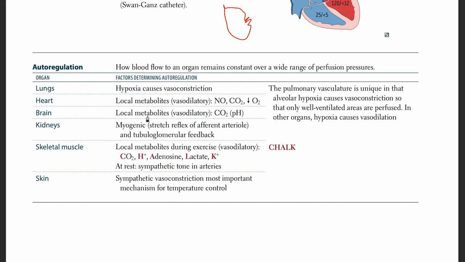Okay. That's the only important one. All the other ones, they don't really ask about. Just know the local metabolites during exercise. You have lactic acidosis buildup. You have carbon dioxide. You have acidosis, so wherever you have acidosis, you have an increase in H ions. Adenosine is something you might not remember, so put in an effort to remember that one. And then potassium, obviously, because it gets exchanged for H ions. Okay.